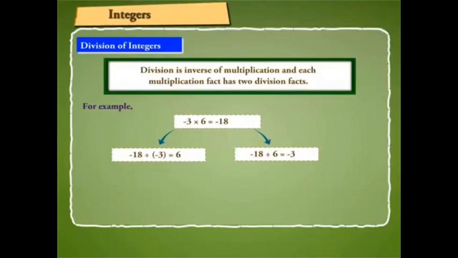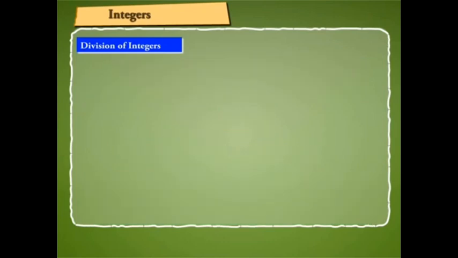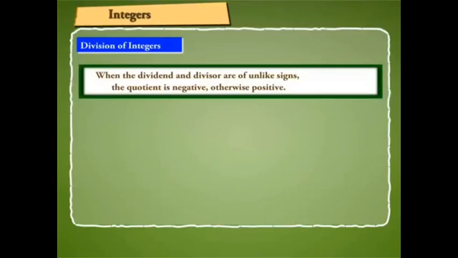From this we conclude, if a and b are two positive integers, then −a ÷ b = −(a ÷ b), a ÷ −b = −(a ÷ b), and −a ÷ −b = a ÷ b. More precisely, when the dividend and divisor are of unlike signs, the quotient is negative, otherwise positive.